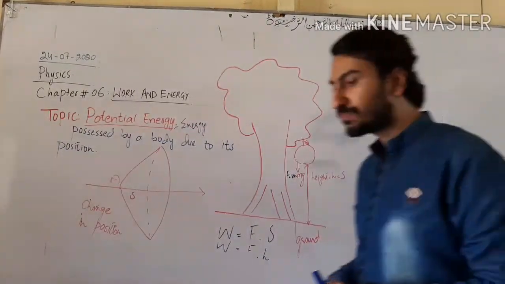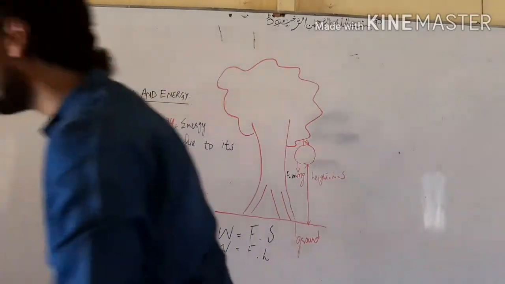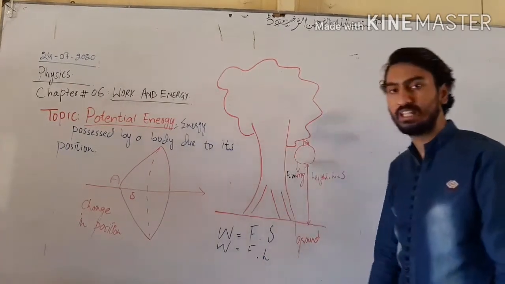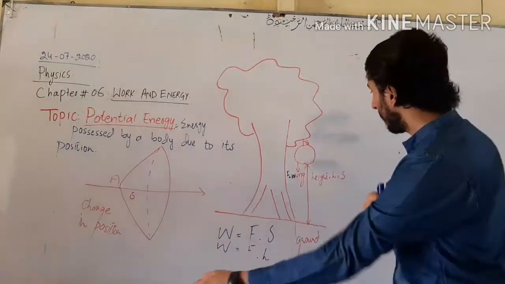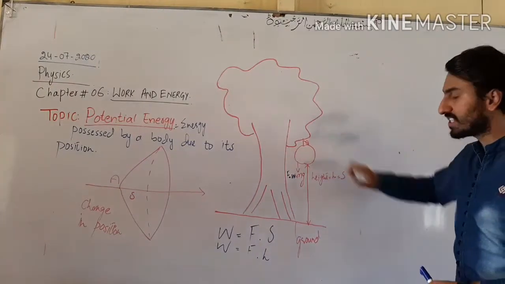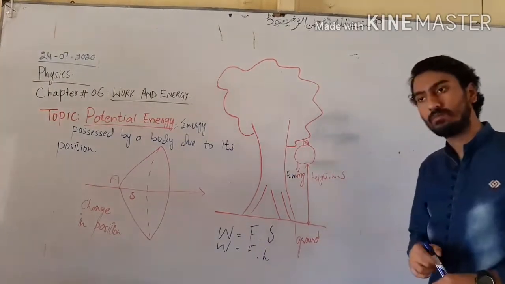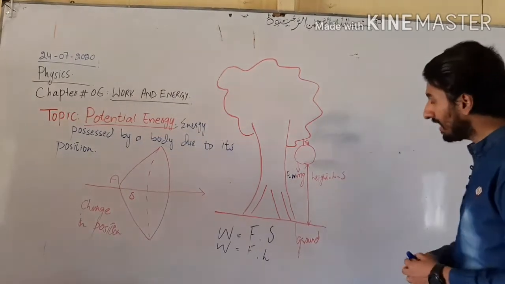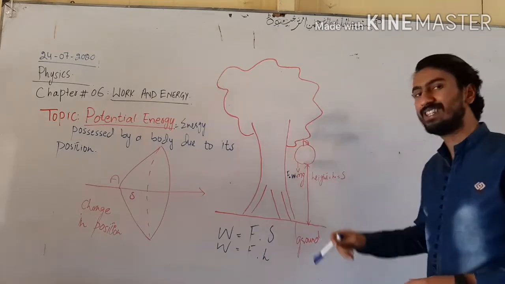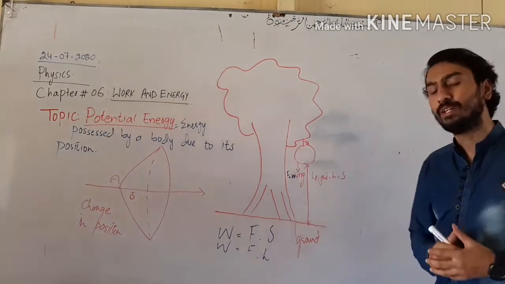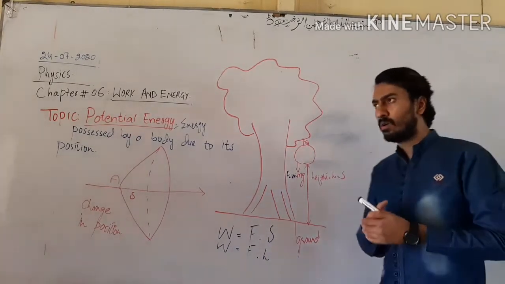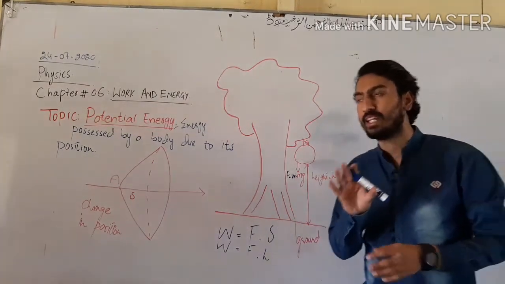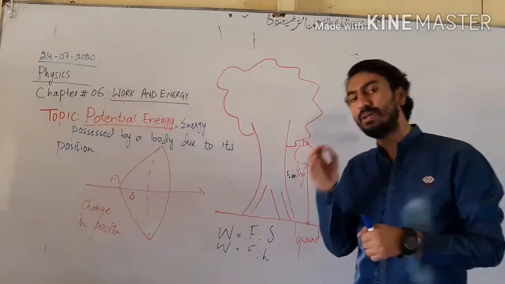Now consider that we have a tree and an apple is attached to this tree. You can see that in this condition the apple is at rest, in equilibrium position, not moving. But even in this condition, this apple has the ability to do work. Now, what is the ability to do work? We know that energy is ability. Energy is defined as the ability to do work.